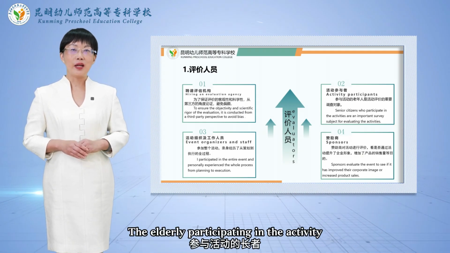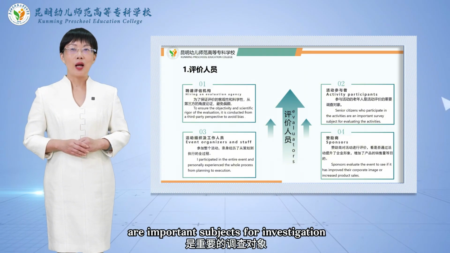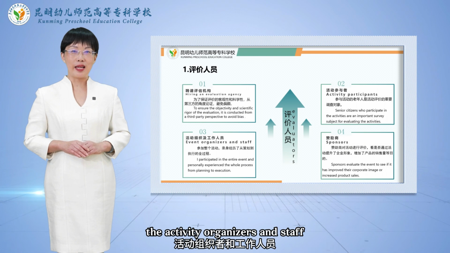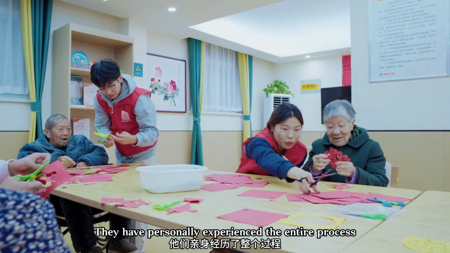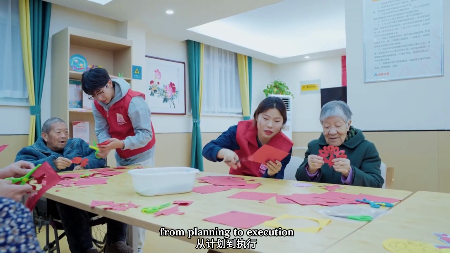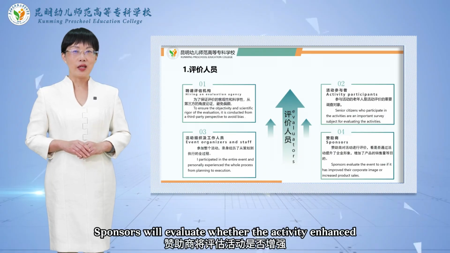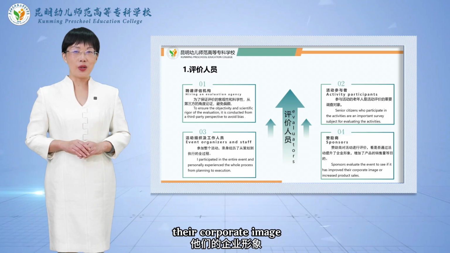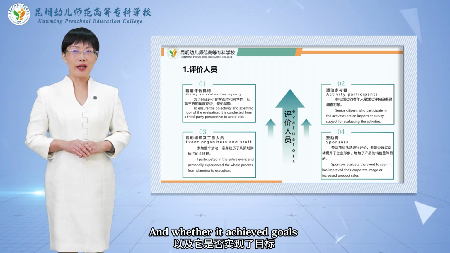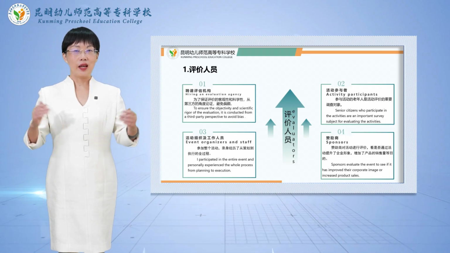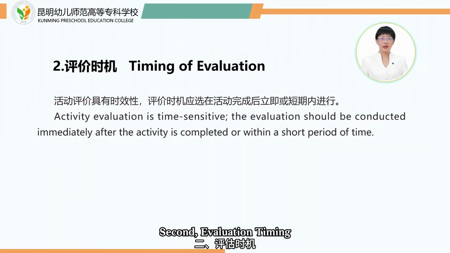Second, the activity participants. The elderly participating in the activity are important subjects for investigation. Third, the activity organizers and staff. They have personally experienced the entire process, from planning to execution. Fourth, the sponsors. Sponsors will evaluate whether the activity enhanced their corporate image and whether it achieved goals such as increasing product sales.